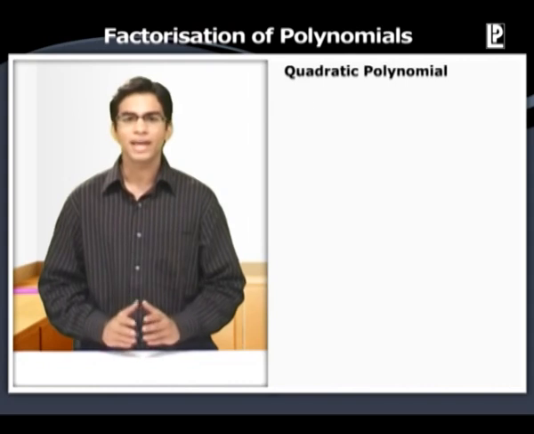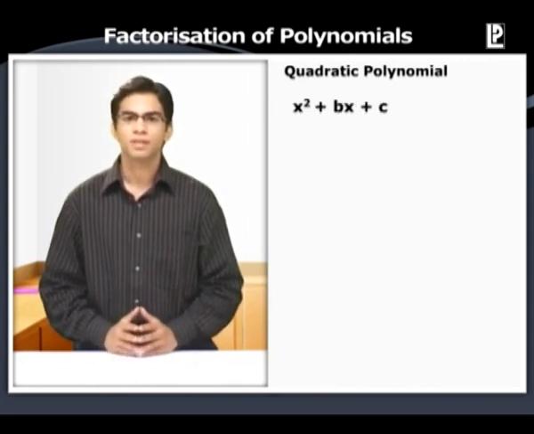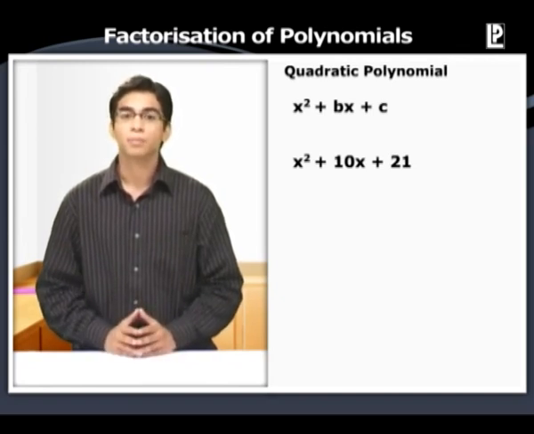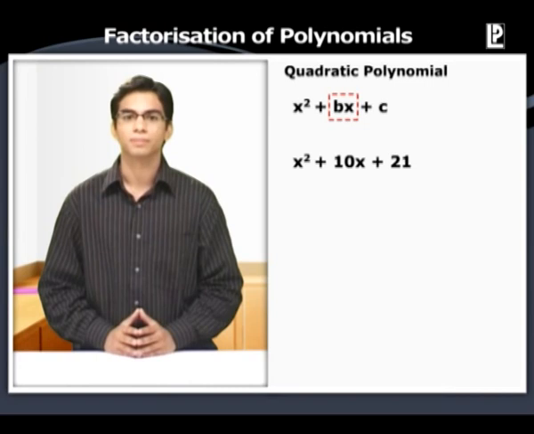Today, let's interpret geometrically the factors of a quadratic expression of the type x square plus bx plus c using square grids. Let's begin by considering a quadratic polynomial x square plus 10x plus 21. Before we begin, let's split the middle term of a quadratic polynomial.